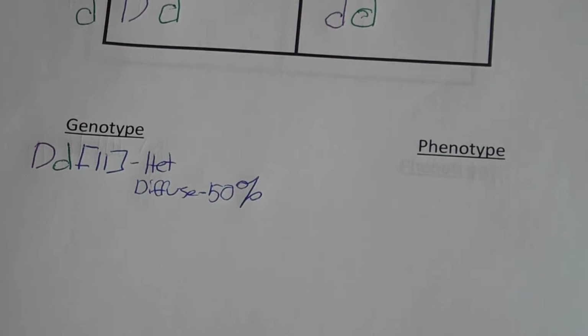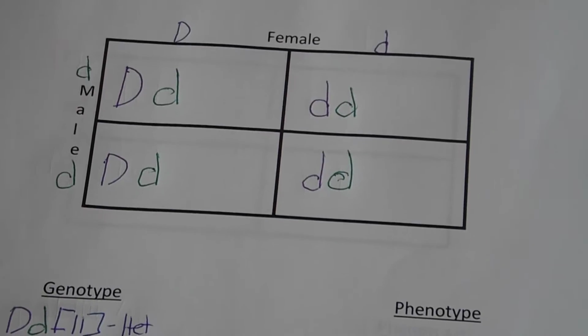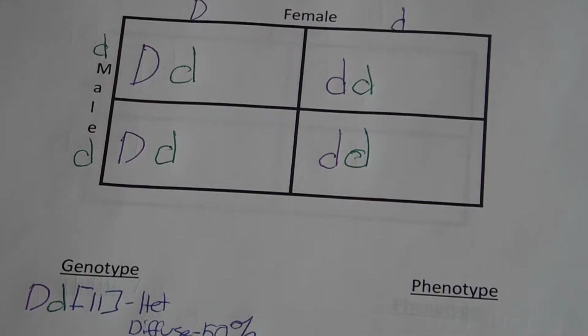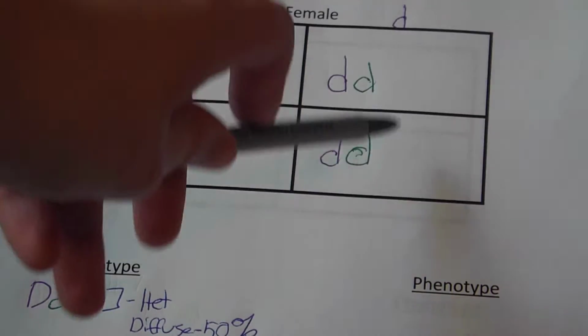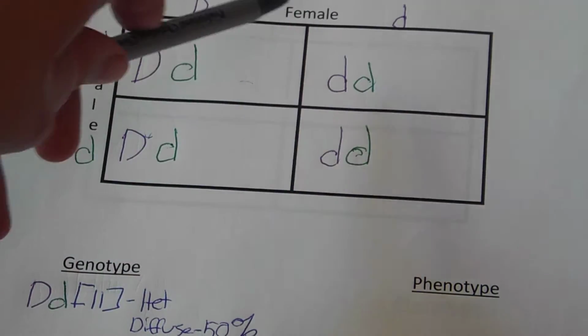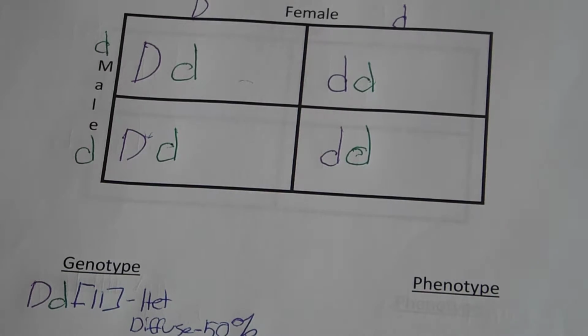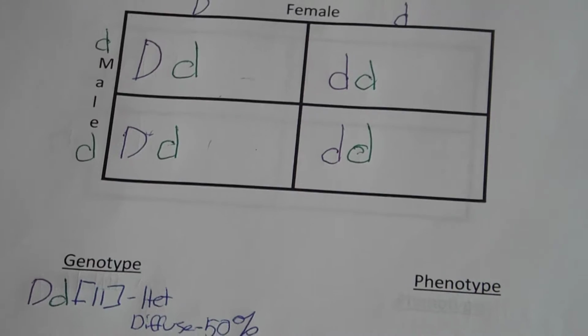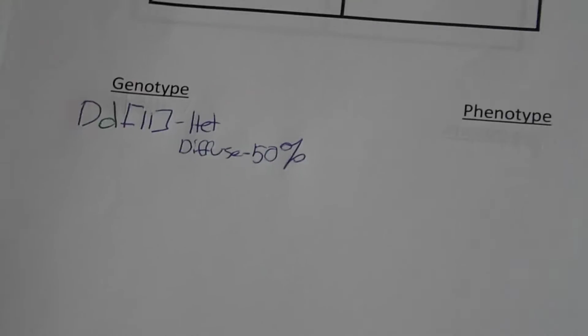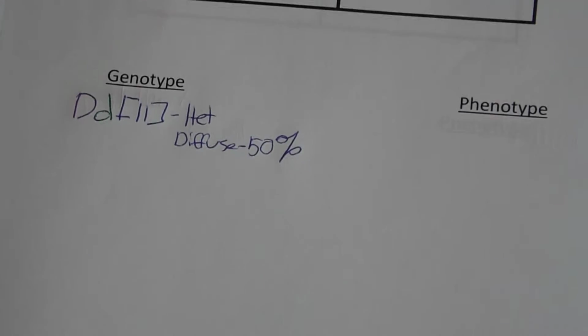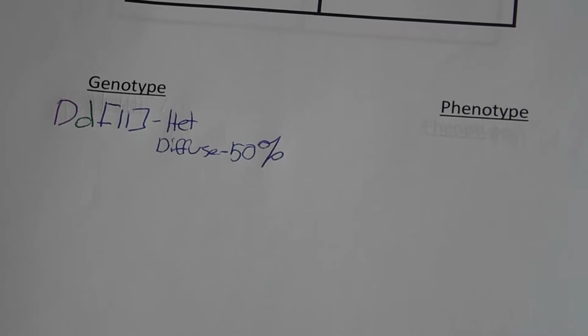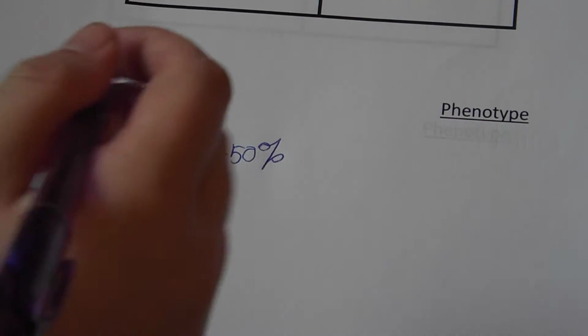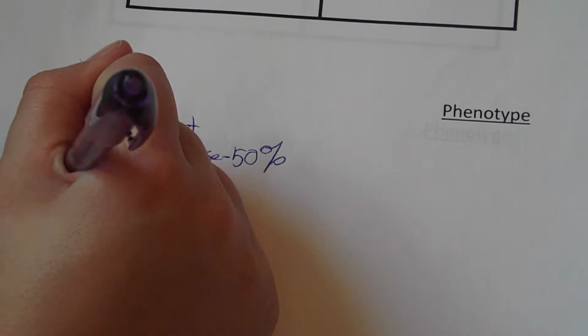And I got 50% by dividing the number of that specific genotype combo by all of the combos available, and all the combos available are 4. You just count the boxes and then the number that you're looking for. Pretty easy math, not very difficult. And then I'll write down the only other combo, which is diffused.